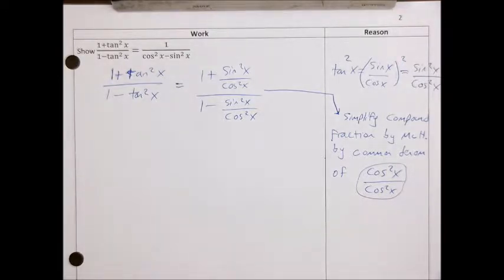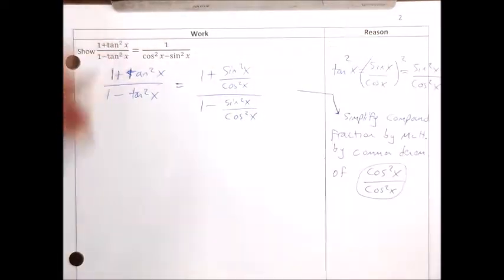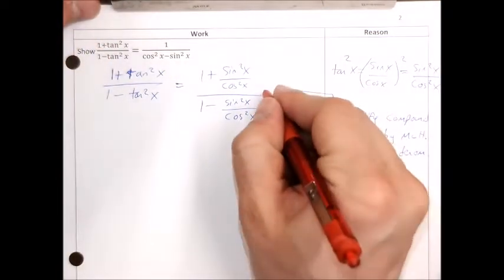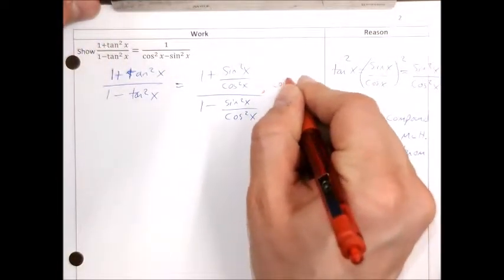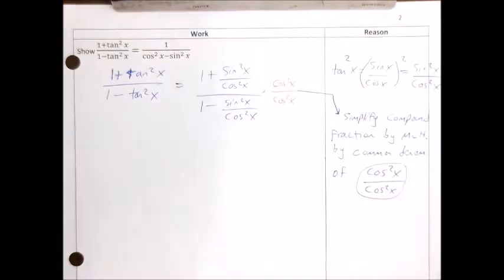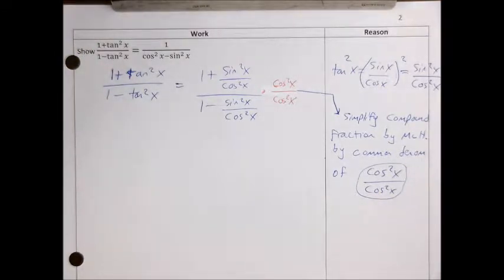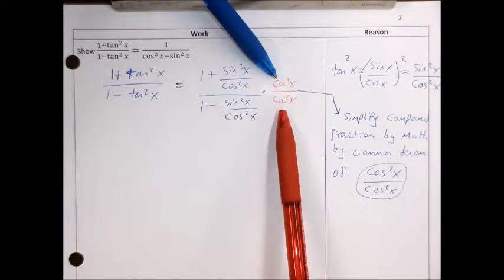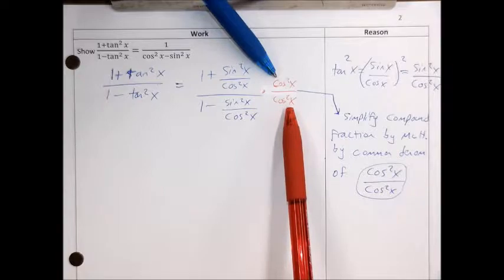And so let me do that right here. Make a little room for that. So I'm going to multiply by cosine squared over cosine squared because it'll cancel out all the denominators. All right, let me just remind you why we're able to do that. You're able to do that because cosine squared over cosine squared just equals 1. So you're just multiplying by 1, which isn't changing anything.